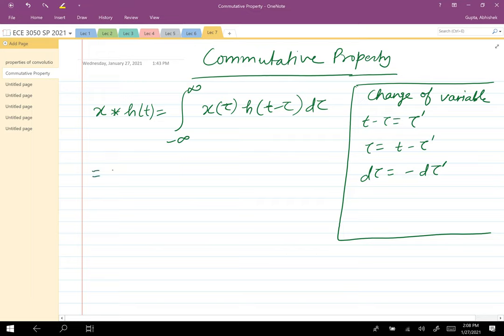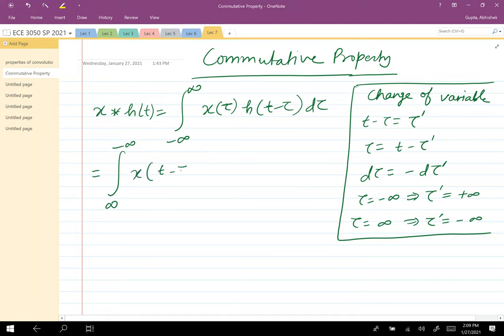So now let's do the integral with this change of variables in place. When tau equals minus infinity, what is tau prime? Tau prime equals plus infinity. When tau equals infinity, then tau prime equals minus infinity, right? That's obvious from this expression. So my limits of integral will change from infinity to minus infinity of x of t minus tau prime, h of tau prime, minus d tau prime.